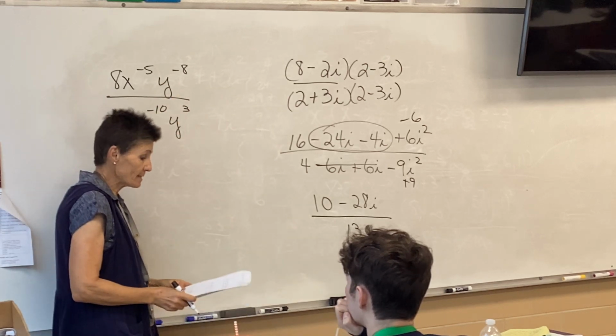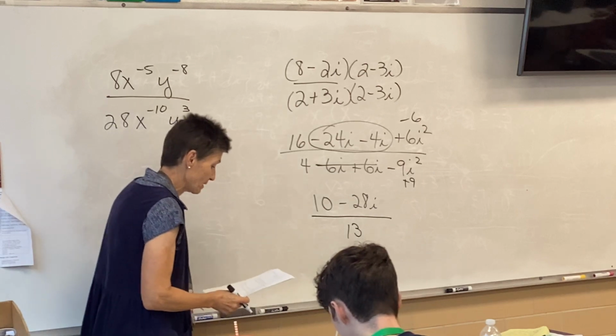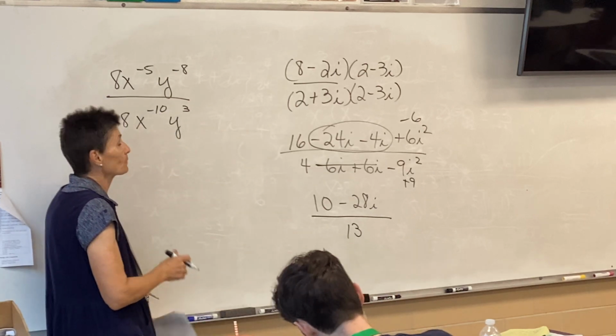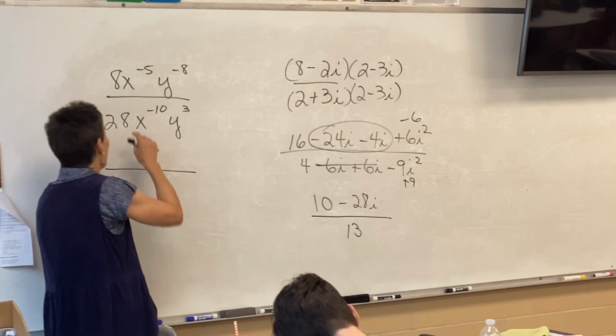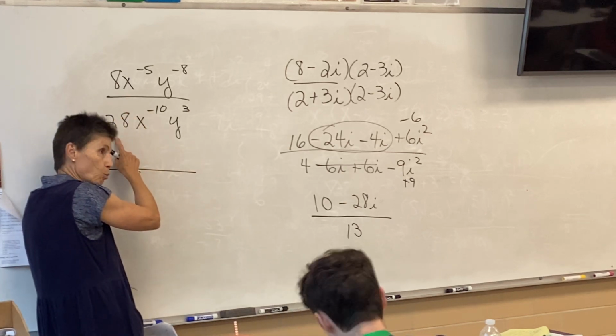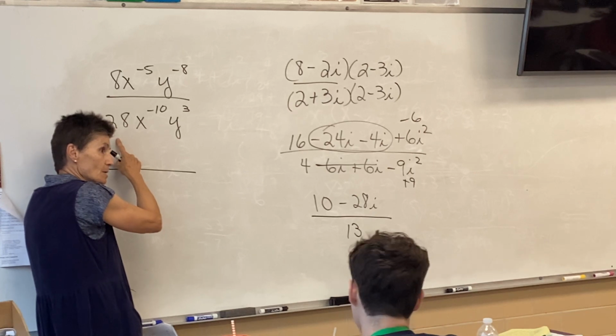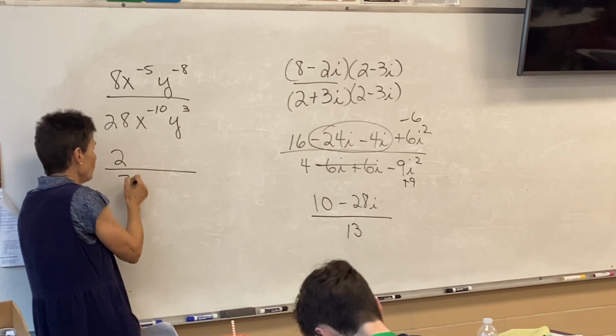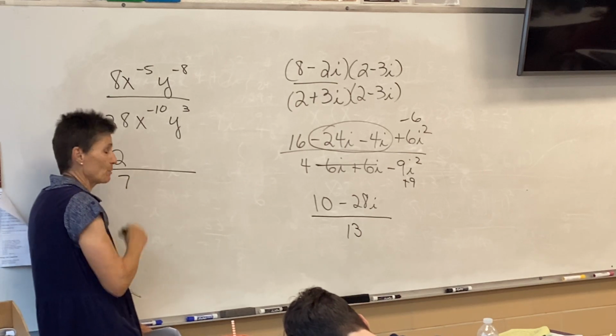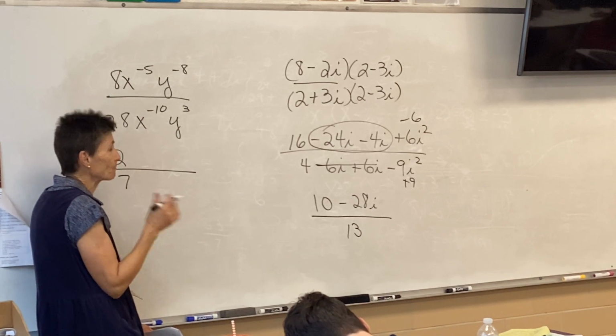All right, so Izzy, what's your thought about maybe something to do to get started? I reduced the fraction first. Okay, so Izzy says, I got an 8 over a 28. So 4 will go into both of those, so that would be 2 over 7, like regular fractions.